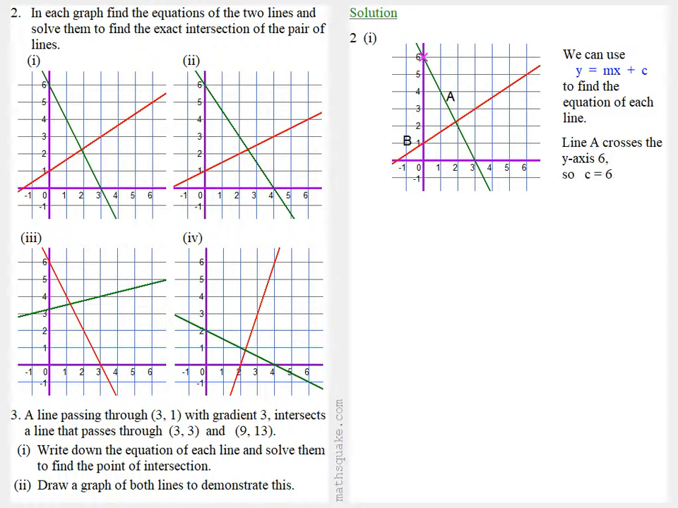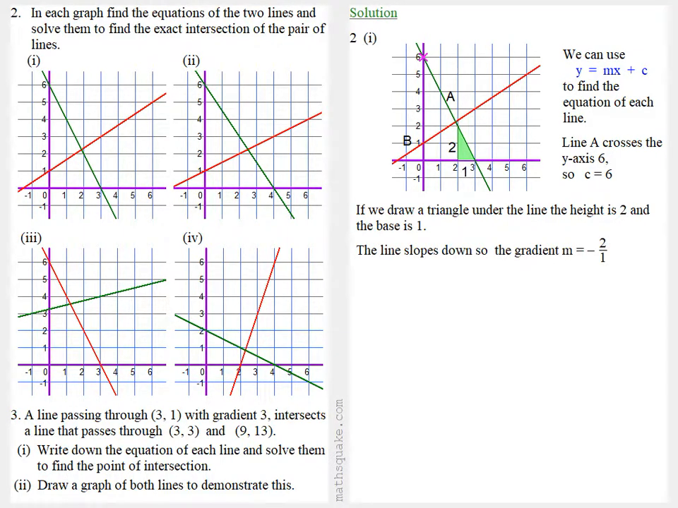That means c is equal to 6. If we draw a triangle under the line, we see the height is 2 and the base is 1. Now the line slopes down, so the gradient m is equal to minus the height over the base, which is minus 2 over 1, or minus 2. So the equation is y equals minus 2x plus 6.